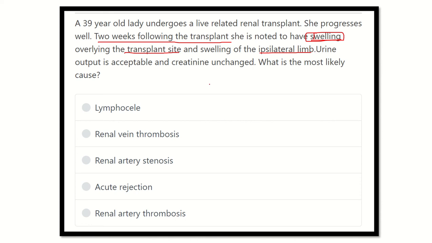Here they are giving another important clue: urine output is acceptable and creatinine unchanged. What is the most likely cause? The options here are lymphocele, renal vein thrombosis, renal artery stenosis, acute rejection, renal artery thrombosis.